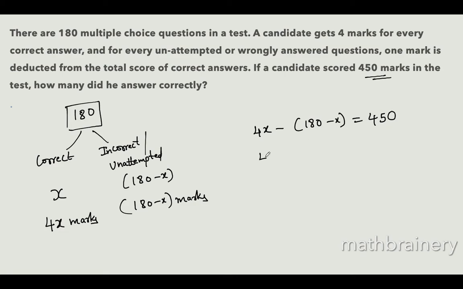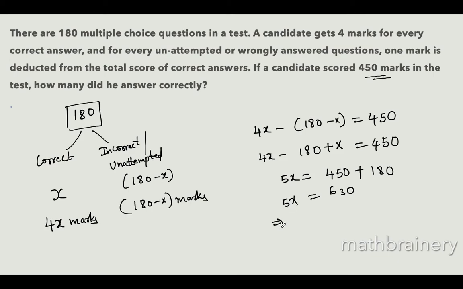Now let's simplify this. You have 4x minus 180 plus x is equal to 450. 4x plus x is 5x. 180, if I transpose it to the right hand side, will be 450 plus 180, which is 630. So now if 5x is equal to 630, that means x must be 630 by 5, which is 126. So the number of questions which the student answered correctly is 126.